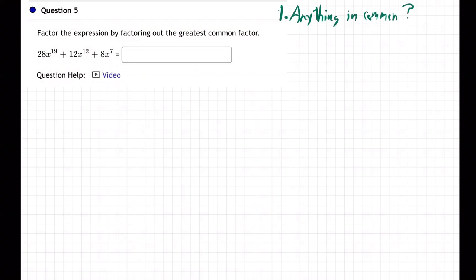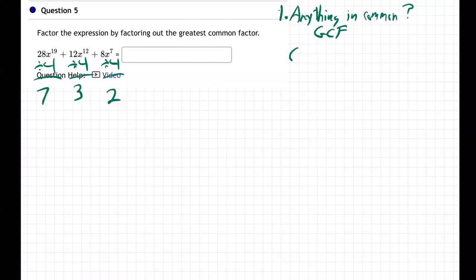Well, yeah, actually, now you could do 2. They're all divisible by 2. But remember, we want to take out the GCF, the greatest common factor. So you want to take out the greatest amount they have in common. They have something bigger than 2. They have 4, huh? They're all divisible by 4. Divide by 4 leaves 7. Divide by 4 leaves 3. Divide by 4 leaves 2. So that's what they have in common.